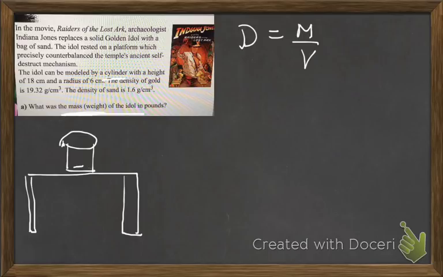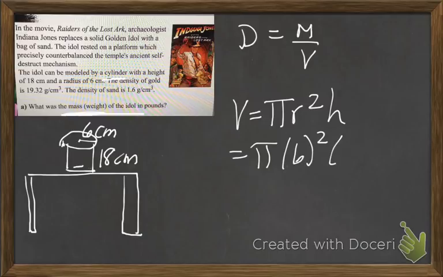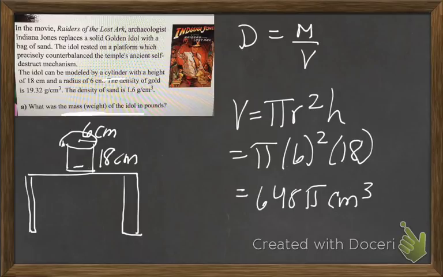Okay, so what did they tell us about the cylinder? It has a height of 18 centimeters, and the radius is 6 centimeters. So this is great because we have the same measurements both in centimeters. Okay? So the volume for a cylinder, which would be on your reference sheet, is pi r squared h. So we're just going to substitute, and I'm going to get 648 pi centimeters cubed. So I'm going to replace my v with that amount. And we'll multiply out the pi later. Just not worried about that now.